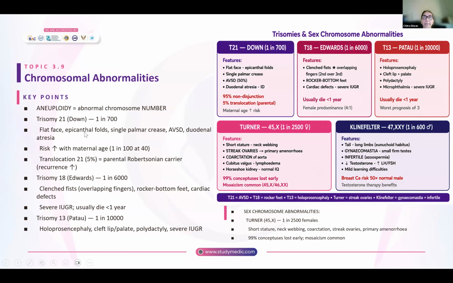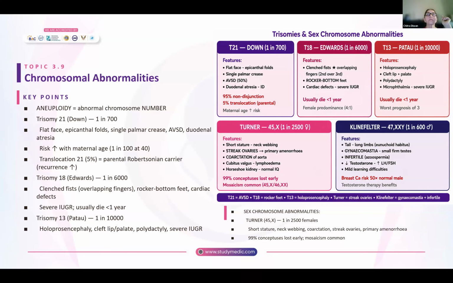There are typical characteristics seen in the newborn. There is a flat face, epicanthal folds, a single palmar crease, atrioventricular septal defects, and duodenal atresia. Now, the risk of trisomy 21 increases as the maternal age increases because the ovum is getting aged, and we saw that if there are defects in meiosis 1, then it can give rise to Down's syndrome. So it can give rise to trisomies. And among the trisomies, the commonest one is trisomy 21, or what we call Down syndrome.